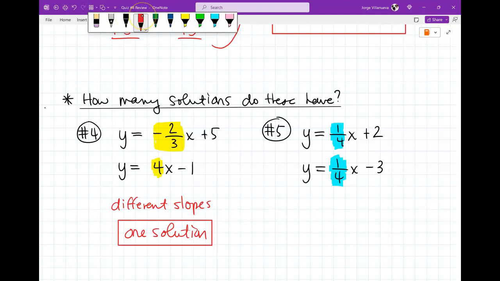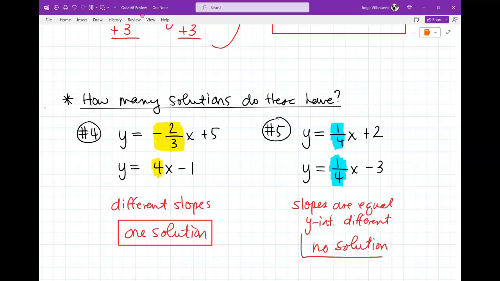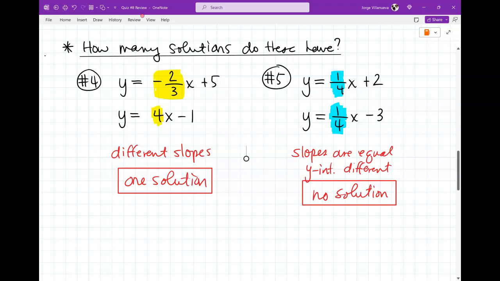Okay? So slopes are equal, y-intercepts different. So no solution. All right? So there you go. The slopes are equal, but the y-intercepts are different. If they were the same, you write IMS.